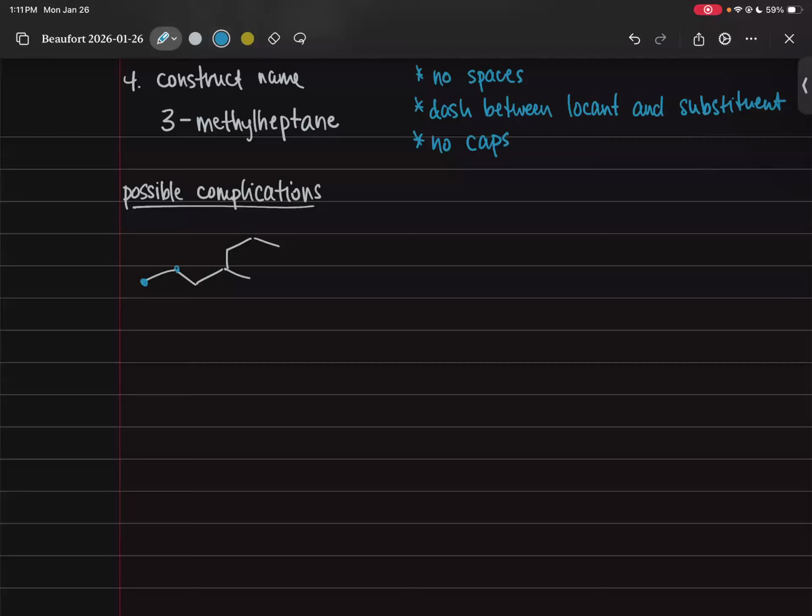Okay. So if we try and just do the horizontal chain like this, we get 5. But the parent chain is always the longest chain, except for the exceptions, which we'll get to later. But if we're looking for the longest chain, we can't go that way. We have to go up and around instead to get a higher number, which is 7. Okay, so what's the parent name for this? Yep. Heptane again.